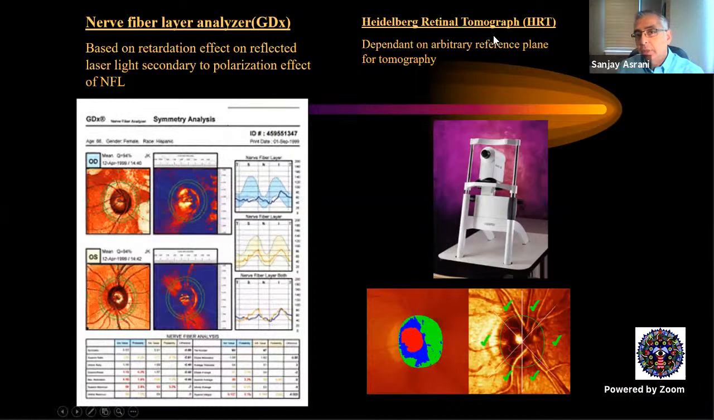Then came the Heidelberg retinal tomograph, that is essentially a confocal laser scanning ophthalmoscope. It scans the surface of the nerve fiber layer and the disc and the cup and identifies an arbitrary plane temporal to the disc, and then anything below that is cup, anything above that is rim. This, of course, is again fraught with some artifacts.